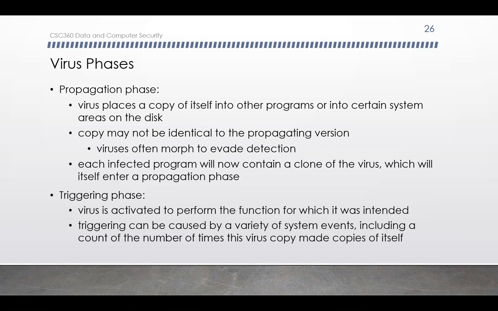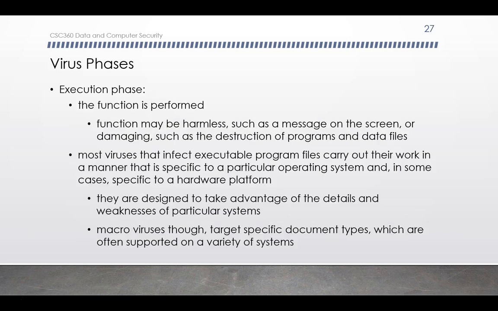Next is the triggering phase. The virus is activated to perform its function, and triggering can be caused by a variety of system events, including a count of the number of times this virus copy made copies of itself. During the execution phase, the function of the virus is performed.